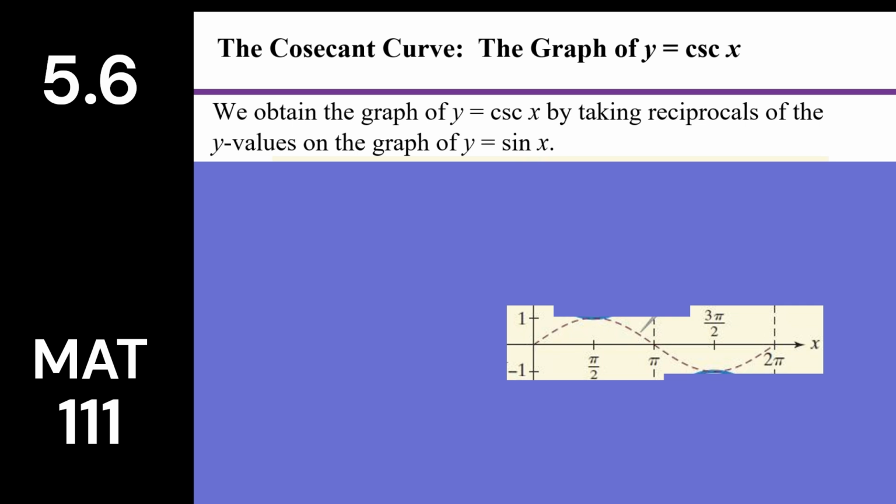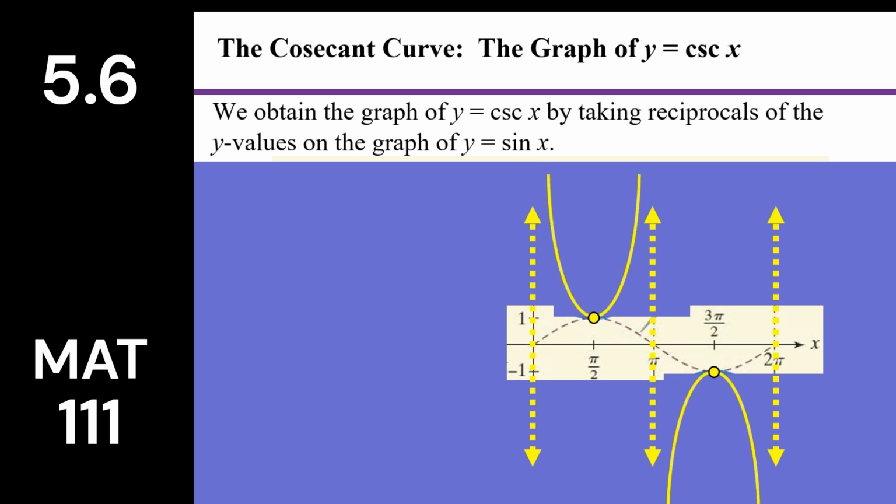So notice that anywhere that the sine has a value of 0, then the cosecant is the reciprocal of 0, which is not possible because that's undefined. So the cosecant graph will have asymptotes at each of those locations. And then when the sine is up at 1, the reciprocal of 1 is 1. So the cosecant graph will have that same point. And at -1, the reciprocal of -1 is also -1, so the cosecant curve will have that point.